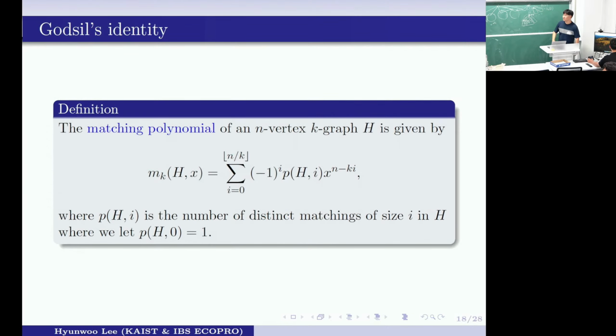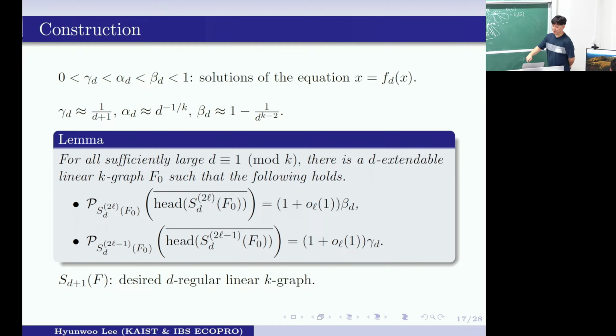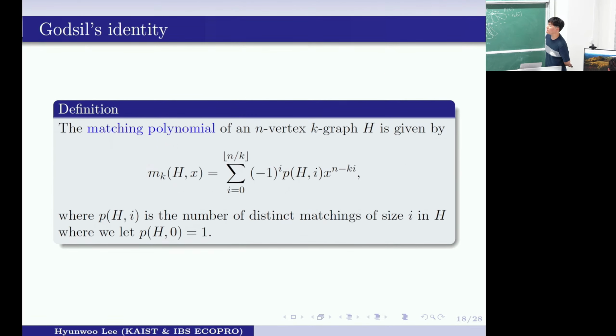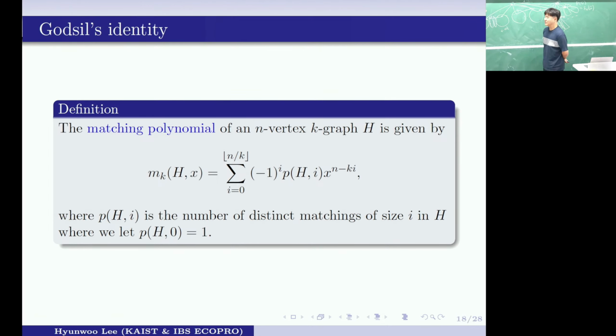Okay. So now let me talk about the second part, showing that these two values are in some sense optimal. To do that, we need to extend Godsil's identity to the hypergraph version. So what is Godsil's identity? To do that, we may define the matching polynomials. Yeah, so the matching polynomials are defined by this.